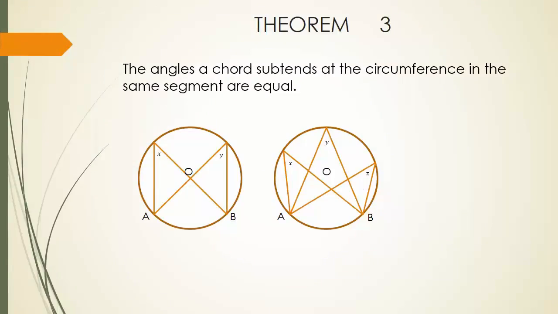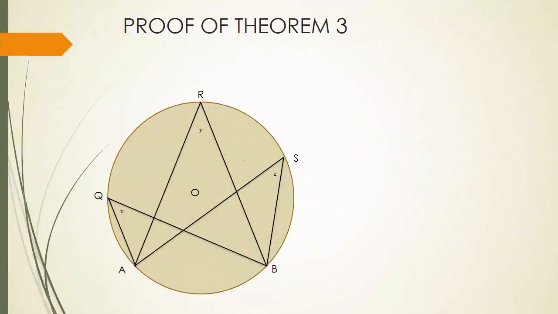Now let's move on to theorem 3, which will be ending today's lesson because we will have to continue the other theorems next week, hopefully. Theorem 3 says the angles a chord subtends at the circumference in the same segment of the circle are all equal. So we can see from the diagram x, y, and z are different angles and they are all subtended at the circumference, and we say they are equal. Mathematically x equals y, or x equals y equals z.